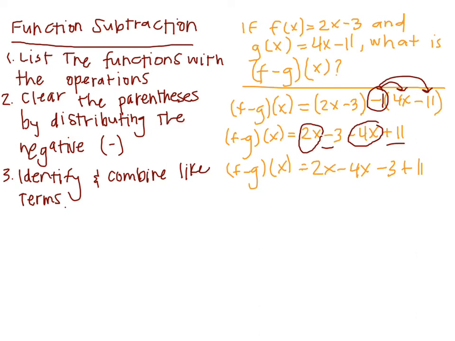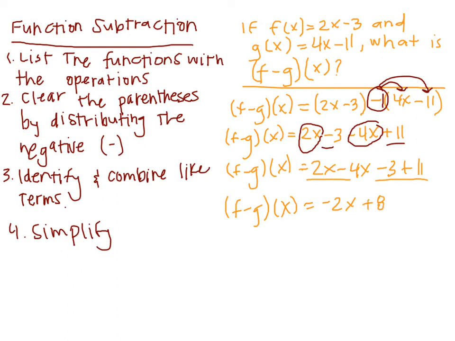Same as the last example, we're going to finish it off by simplifying. So we have f minus g of x equals 2x minus 4x is negative 2x. Negative 3 plus 11 is positive 8. Realize that I'm only adding or subtracting the things that are like terms. So if I do function f minus function g, or f minus g of x, I come out with negative 2x plus 8. And that is how you add and subtract functions.